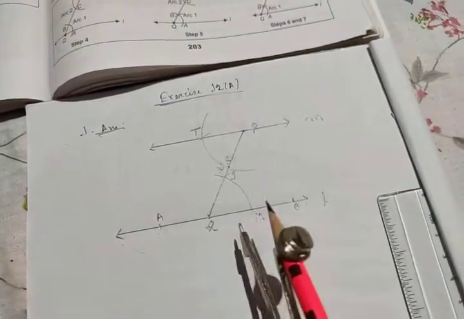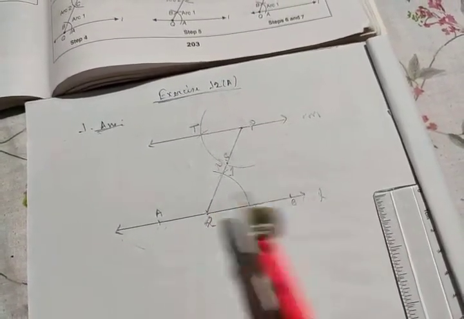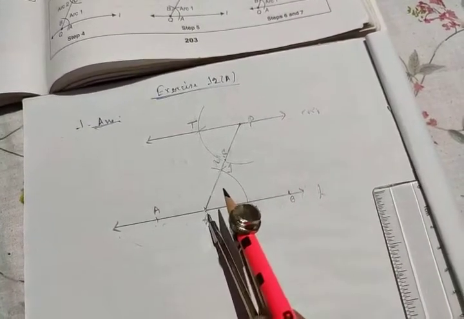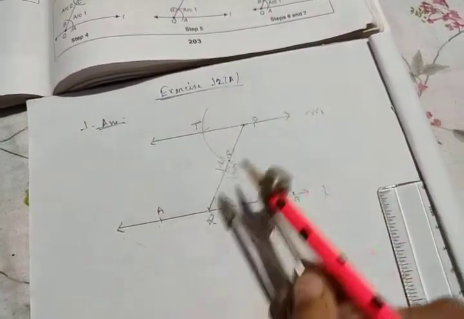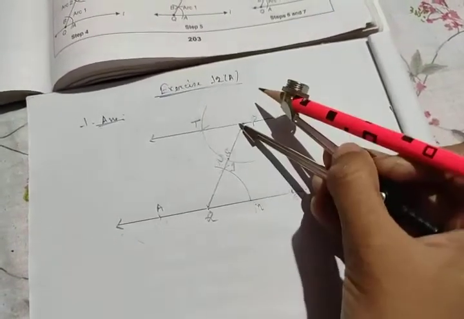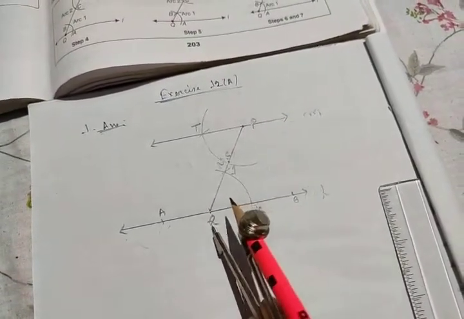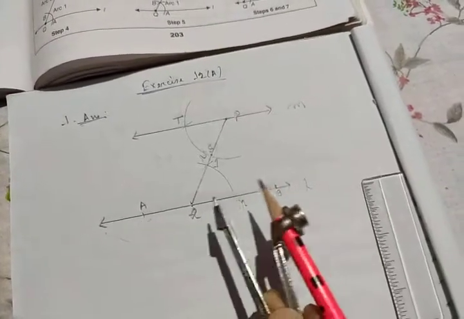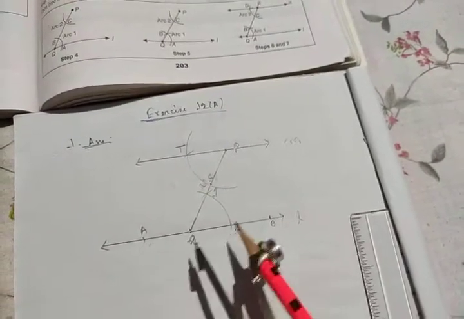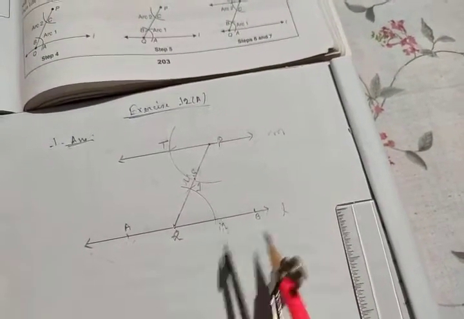Now the first step is we will join P with any point taken in the line segment. We are taking here point Q in the line segment, and in the first step we are joining point P, that means the point outside the line segment, with the point inside the line segment. Now next step, taking Q as center, that means metal tip at Q, and taking any radius, we will draw one arc. Arc means a part of a circle, not the whole circle. So we are drawing one arc.